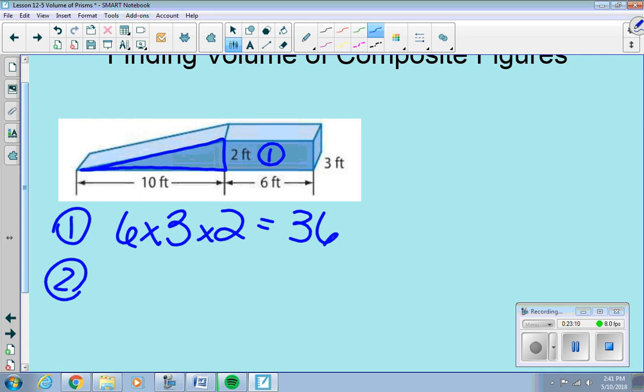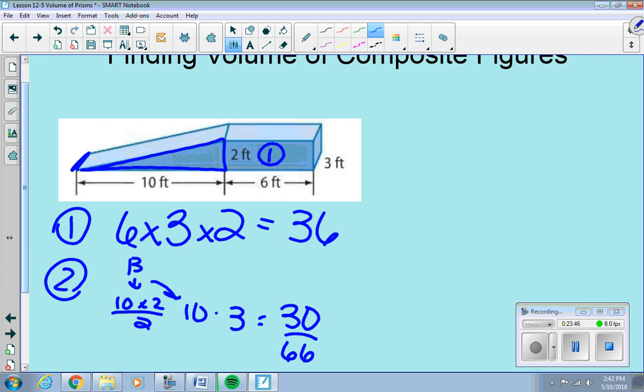So here you go. So the big B would be 10 times 2 divided by 2. 3 is like this part right here. I'm just looking at just that triangle right now. I'm not looking at anything else around it. It's tipped around, like this. So this would be 10 times my height, which would be 3, because that's the height of this whole thing. So it would be 30. And then 66 would be my answer.